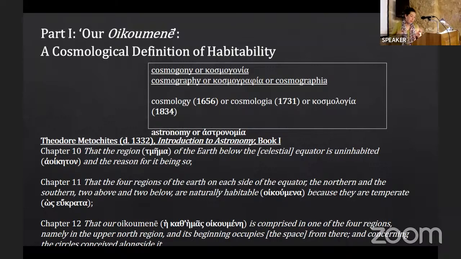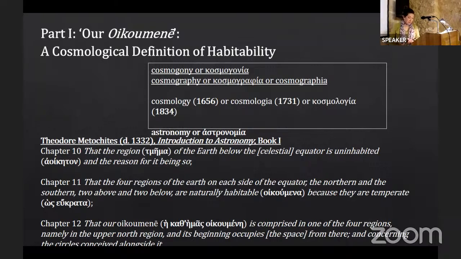To illustrate how the Oikoumenē can be defined in cosmological and astronomical terms, now I shall turn first to a 14th century text. This is an introduction to astronomy, in particular an introduction to Ptolemaic astronomy, written by Theodore Metochitis, who I guess you all know is a major political figure of the 14th century. He's leading the government of the Byzantine Empire, but he was also an author and a scholar in his own right, and he was particularly interested in studying Ptolemy and astronomy. As far as we know, he did not engage in teaching himself, but his protege and intellectual heir, Nikiforos Grigoras, did run a privately owned school in Constantinople where astronomy was taught.